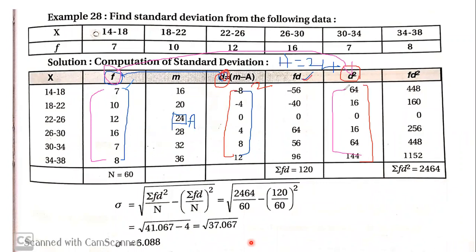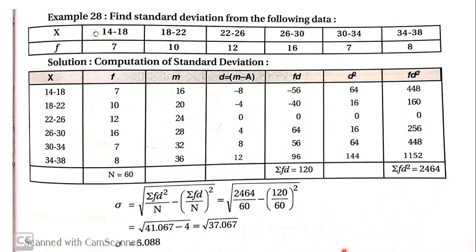You see this pink line here in both the columns. I'm multiplying frequencies into D square to find FD square. Once I find FD square, I am supposed to add all of the values here. This is required for me to calculate standard deviation. Similarly for FD also, I have to add them up. So these are the three major numbers which we require to calculate in the formula, that is the standard deviation.